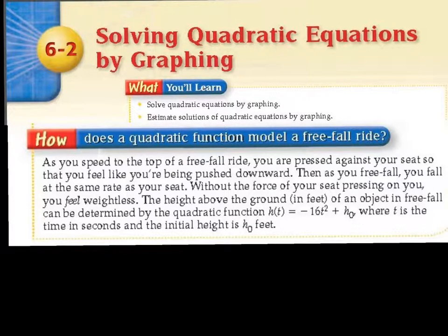As you speed to the top of a freefall ride, you are pressed against your seat so that you feel like you're being pushed downward. Then, as you freefall, you fall at the same rate as your seat. Without the force of your seat pressing on you, you feel weightless.